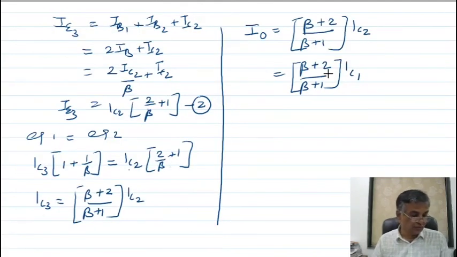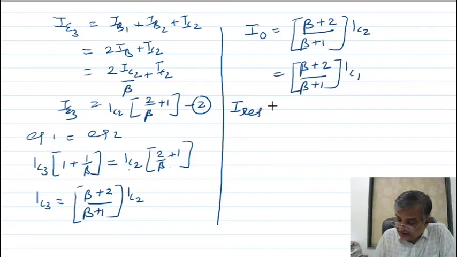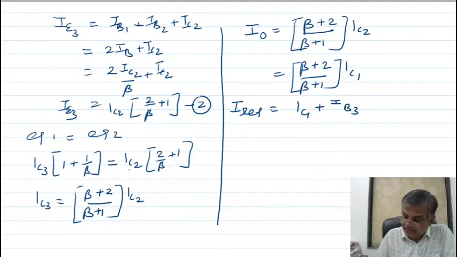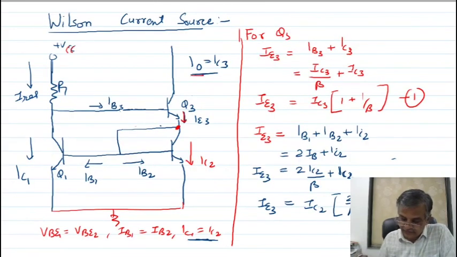So this is I0. Now, what is I reference? See your circuit. The I reference is equal to IC1 plus IB3. You can check your circuit. Let me show you. This I reference is IC1 plus IB3. So that I have used.